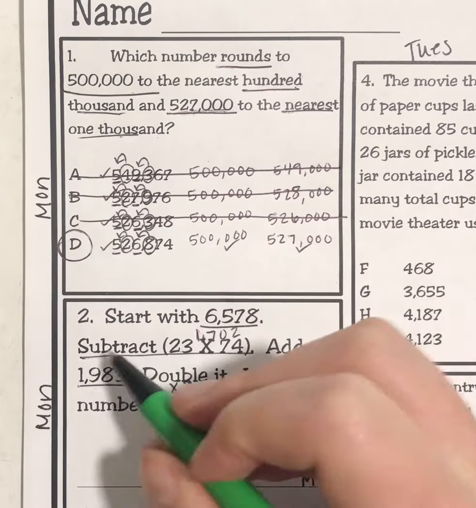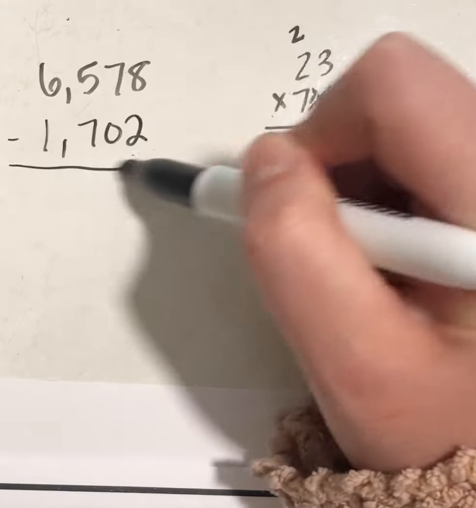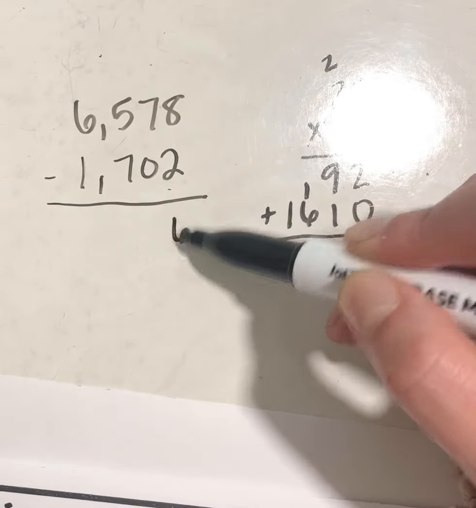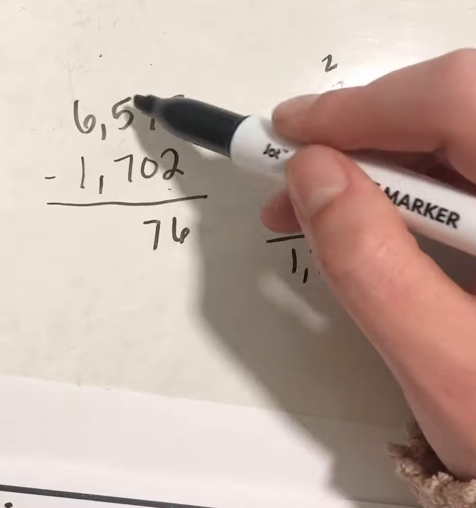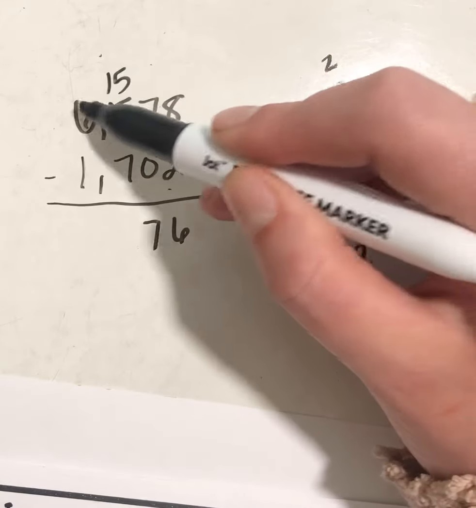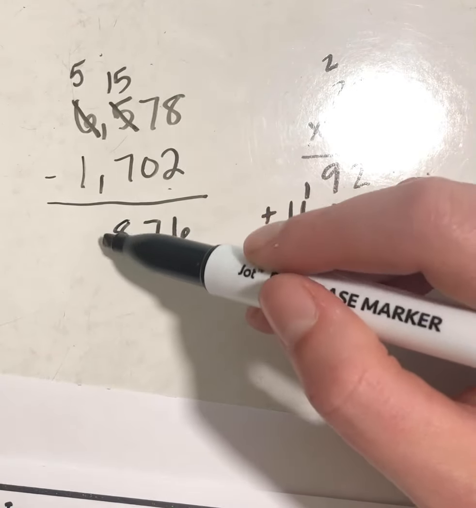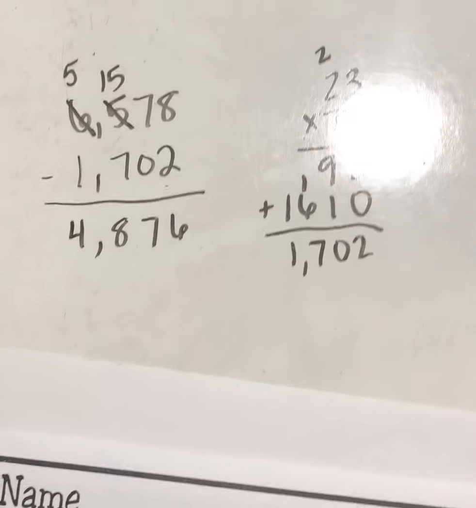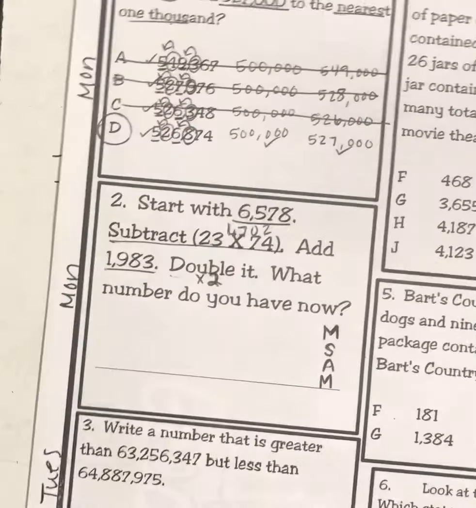But our equation says we need to subtract that from our original number. So we're going to take 1,702 and we're going to subtract it. Okay? 8 minus 2 is 6. 7 minus 0 is 7. 5 minus 7, can't do it. I have to borrow because 5 is smaller than 7. So that 5 turns to 15. That 6 turns to 5. 15 minus 7 is 8. Bring down my comma. 5 minus 1 is 4. Okay, so I have 4,876.